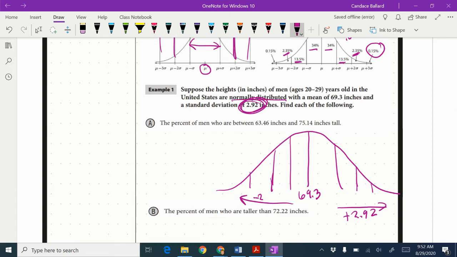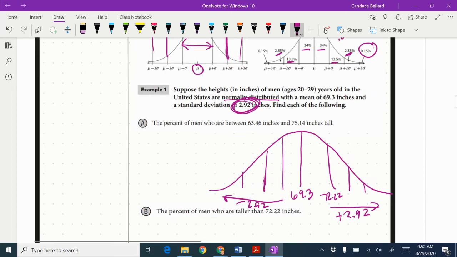I made this way too big. Try that again. 2.92. All right, so when we're subtracting. When I go up, I end up with 72.22, 75.14, and 78.06. And then going the other direction, when I subtract, I get 66.38, 63.46, and 60.54.